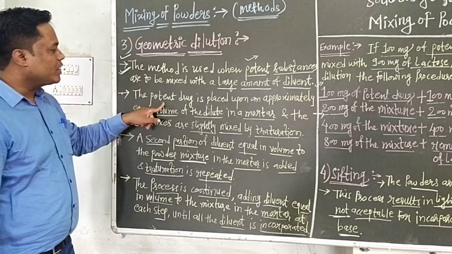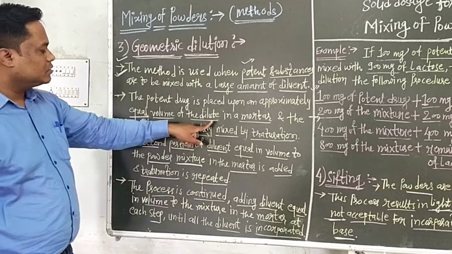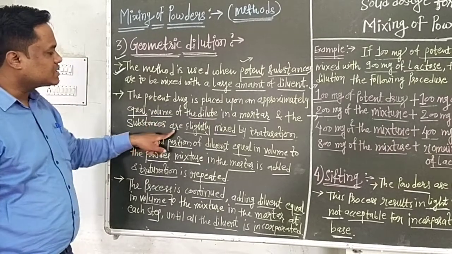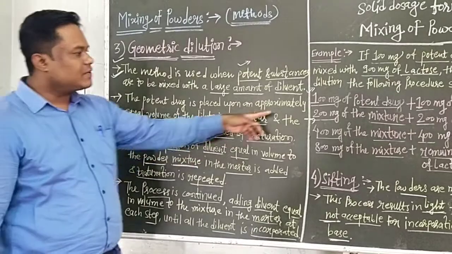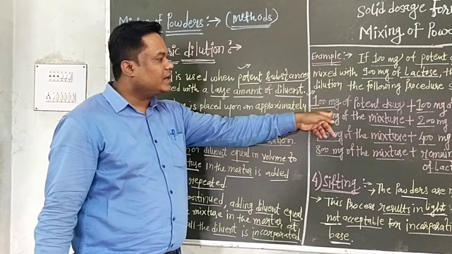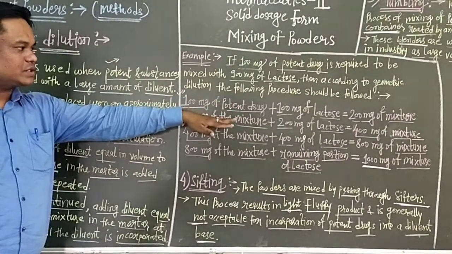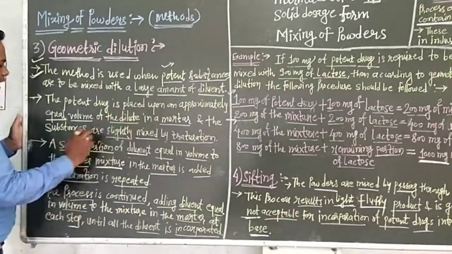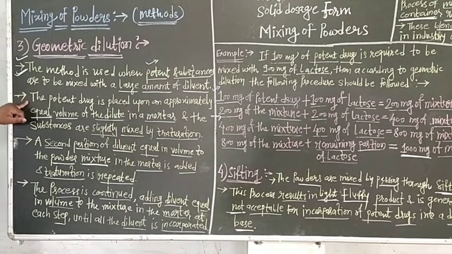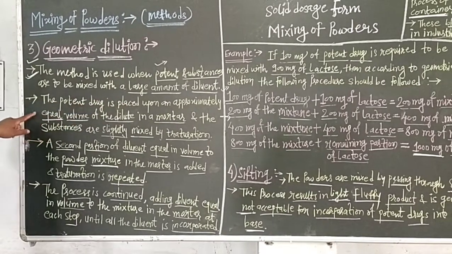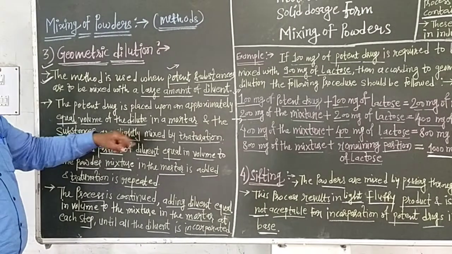Then what is the procedure of geometric dilution? The first step is that the potent drug is placed upon an approximately equal volume of the diluent in the mortar, and the substances are slightly mixed by trituration. This is the simple method. For example, we take 100 mg of the potent drug and an equal amount, 100 mg of the diluent, lactose, placed in the mortar and slightly mixed by trituration.